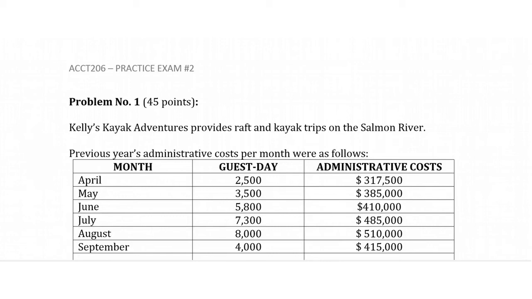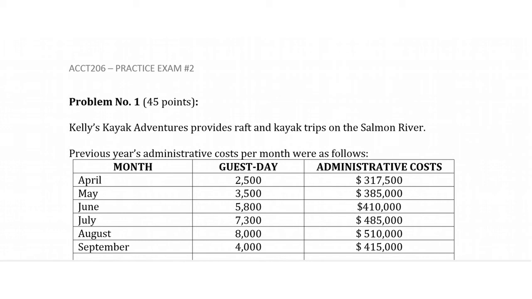Okay, this problem, problem number one, has a couple parts to it. Let's look at the first part, which is using the high-low method to calculate variable cost per unit or guest day, fixed cost per month, and then what the formula is.